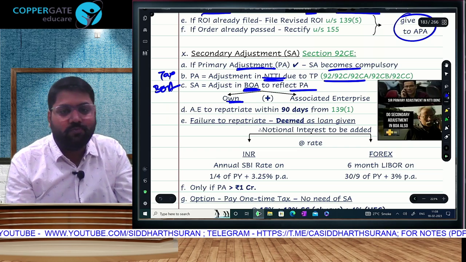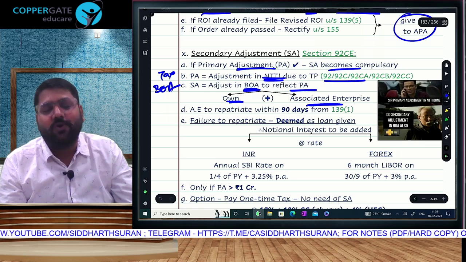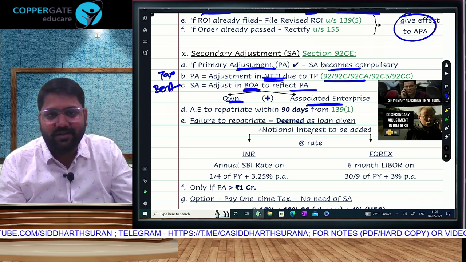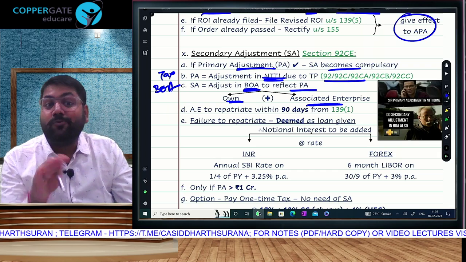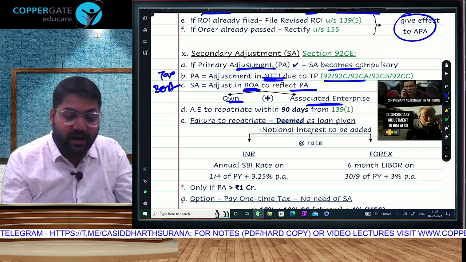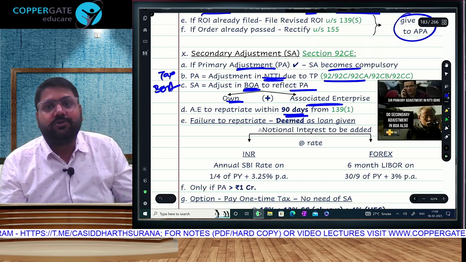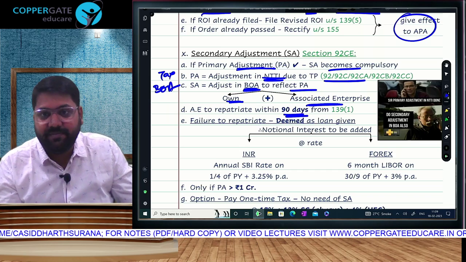You have to do it in your own books, and you have to do it in the books of the associated enterprise also. Why on earth will the associated enterprise agree to do this adjustment? Remember that their computation will not change, the income will remain unchanged. Not just that, we have to take that money also from the associated enterprise within 90 days from the due date of return filing, which will be November.